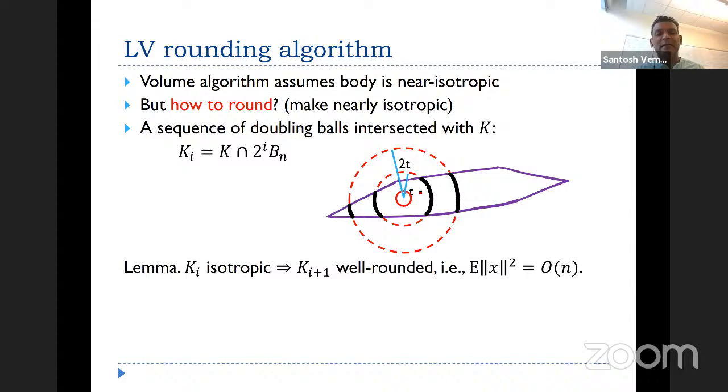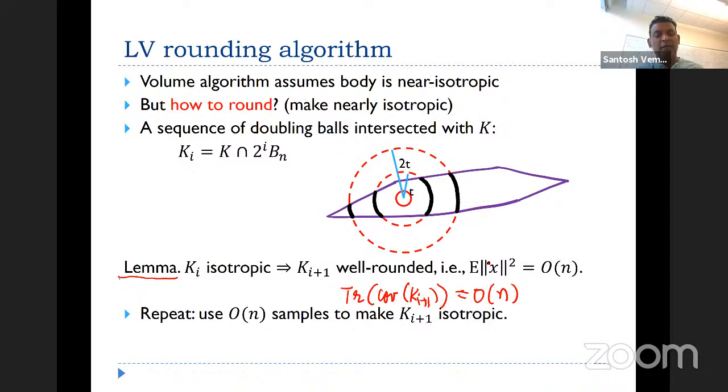Why is it that you can sample from the next body when you jump so much? This is an important lemma, in the paper with Lovász. If the current body Ki is isotropic, then Ki plus one, which is obtained by taking K intersect a ball of twice the radius, is well rounded, meaning the trace of the covariance of Ki plus one is order n. That's what we mean by well-rounded. That's what the expectation of x squared is.